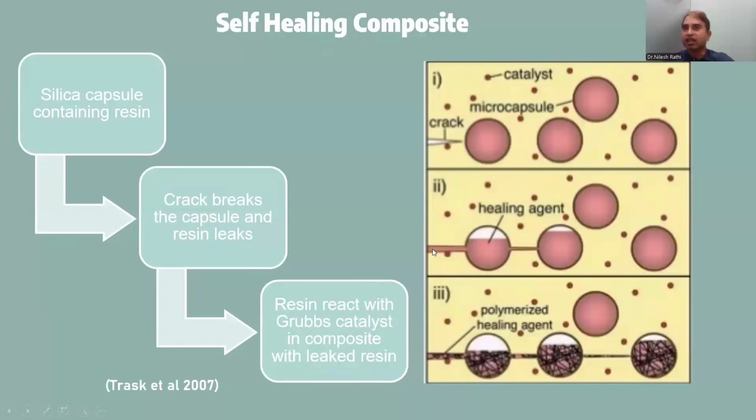As the fracture line is propagating through this capsule, the resin in it will be filling this gap of the crack. So as the crack is filled with the help of resin, the propagation of the crack is interrupted. So this is how it will be termed as self-healing composite. So this is nothing but a silica capsule containing resin, and as soon as this resin comes in contact with this Grubbs catalyst, it will start its polymerization and self-healing activity comes into play.